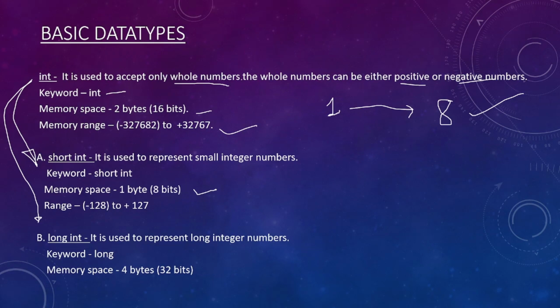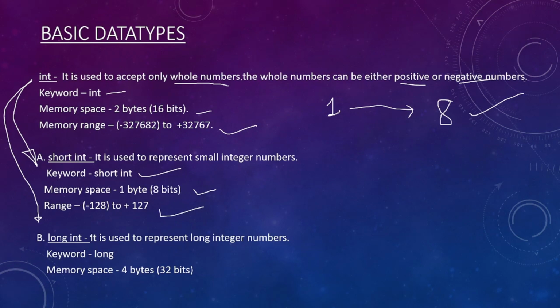You can declare it under int or you can declare it under short int. But if you are very precise about the memory, then you can go for short int. The keyword used is short int, and then this is the memory range. Till here you can declare the values under short int. It will allocate only 1 byte. Again, I have told you 1 byte is equal to 8 bits. So please remember this value.